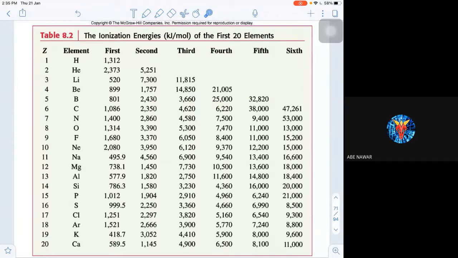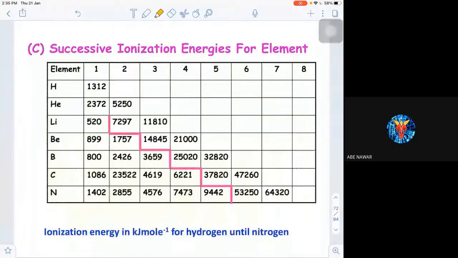So this is what we call the successive ionization energy: how much energy is required to remove the electrons from each element. If we focus on neon, for example, element number 10, the first IE is 2000, then 3009, then 6001, then 9003, fifth 12,000, and the sixth IE is 15,000, in kilojoules. Now zoom in and focus on hydrogen to nitrogen only. When we study their successive ionization energy, we can observe there are trends here.